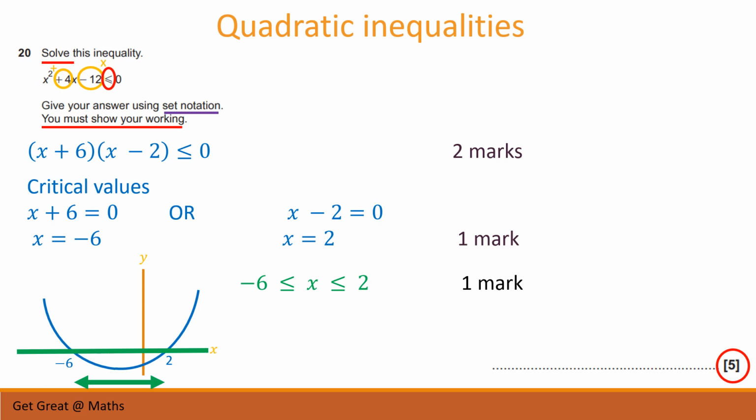So I've got 4 marks so far, but the final mark comes from putting our answer in set notation. To do that, all we have to do is put curly brackets on the outside, an x, then a colon, and then we write the expression we just got, and that will give us our answer in set notation. Make sure you put your answer on the dotted line to give you the full 5 marks.